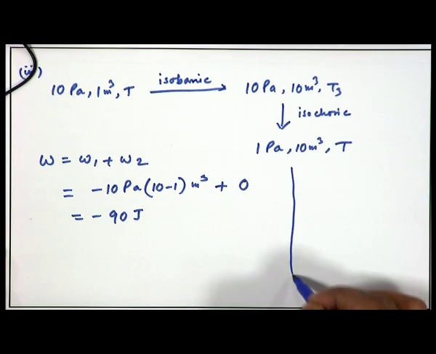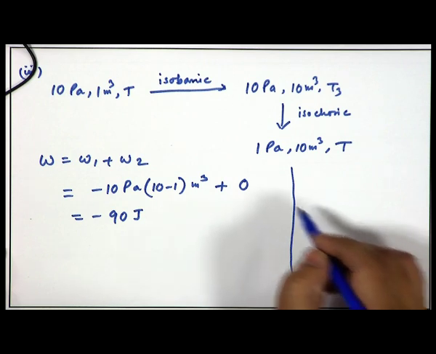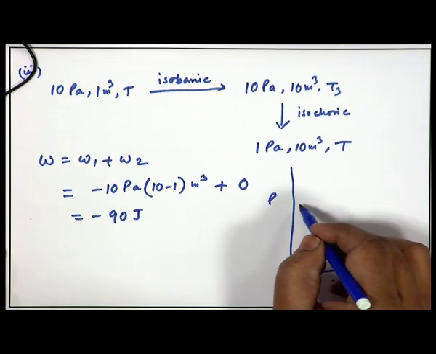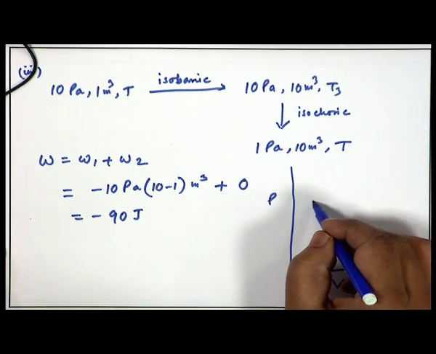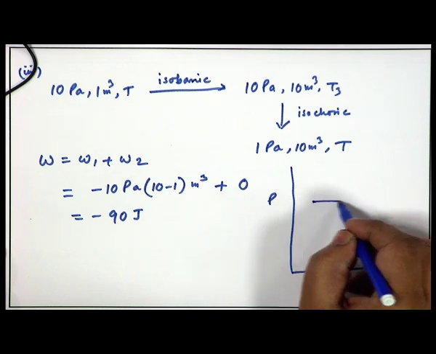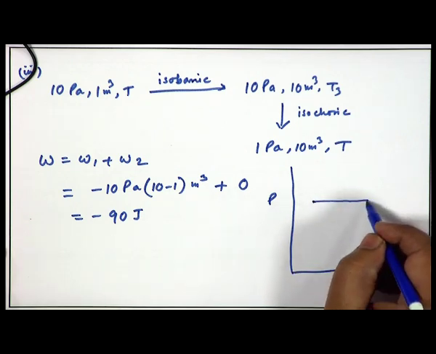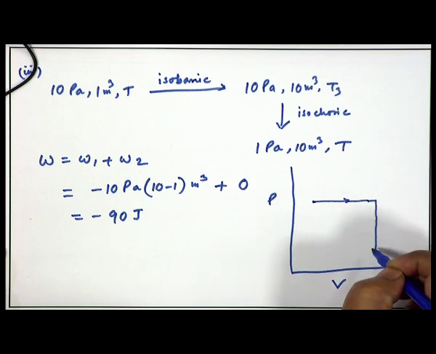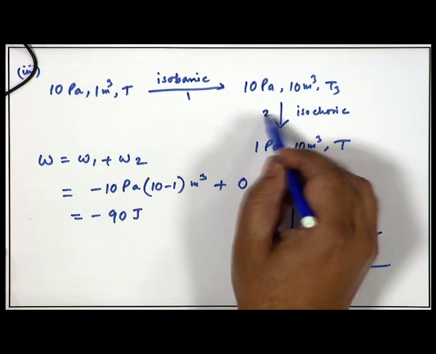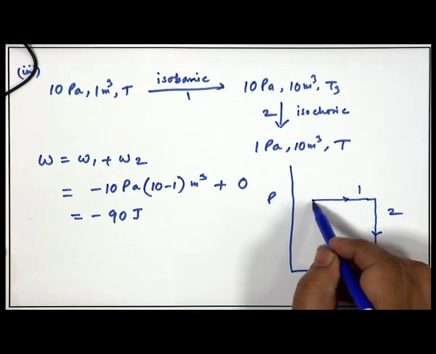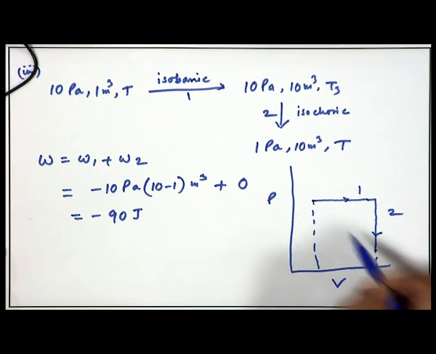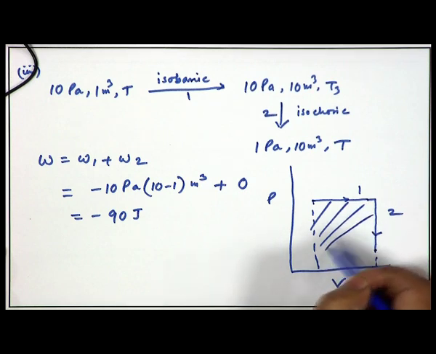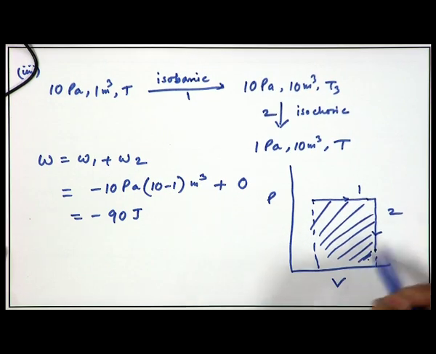And if I want to draw this pressure volume curve, you start from here, an isobaric process. So, this goes to an intermediate state and then you bring the pressure down. So, this is your first process, second process, so this is 1, 2. So, this area would be your work done in this case.